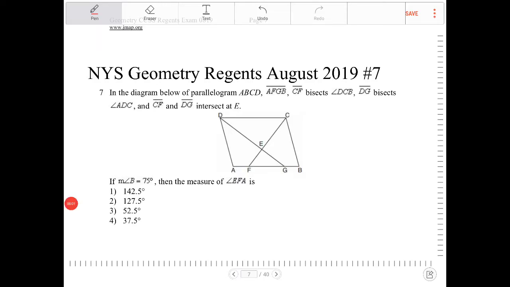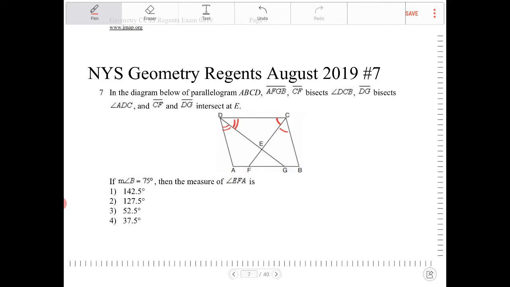In the diagram below of parallelogram ABCD, A, F, G, B are all collinear. CF bisects angle DCB, so these are supposed to be congruent. DG bisects angle ADC, so that's this angle over here, which is bisected. And CF and DG intersect at E.